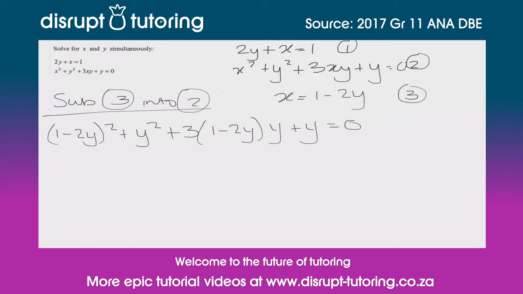We're going to do that by getting rid of all these brackets. So let's start with this bracket over there. We square the 1 here, we square the 2y, and then we multiply the 2 together and double it. So it's going to be minus 4y. Then we've got plus y squared, and then we're going to have plus, and then this is 3y. So keep that in mind. We've got 3y there, minus 6y squared plus y equals 0.